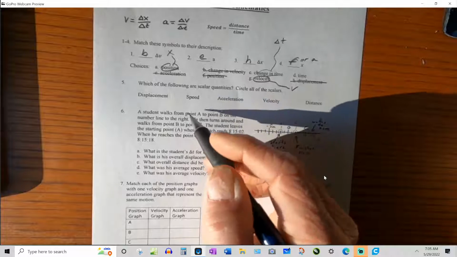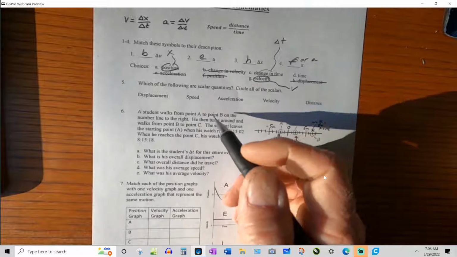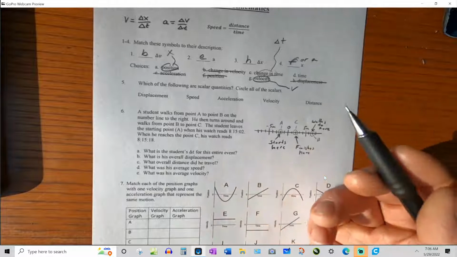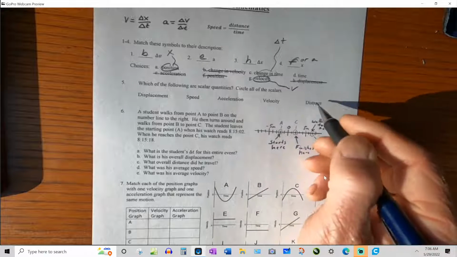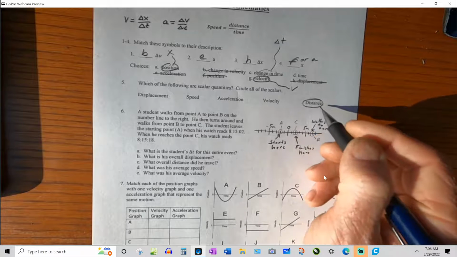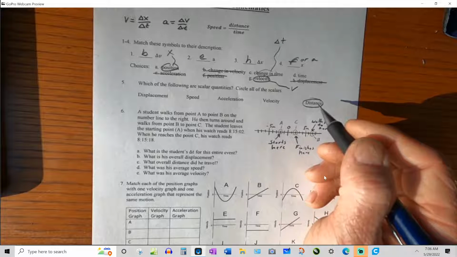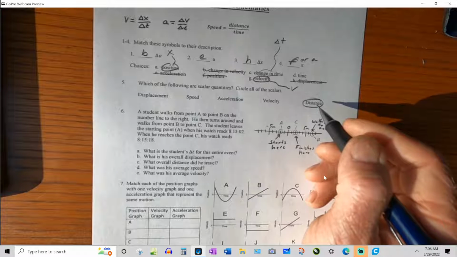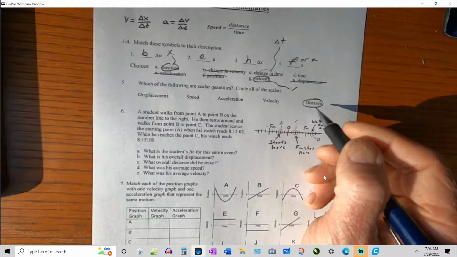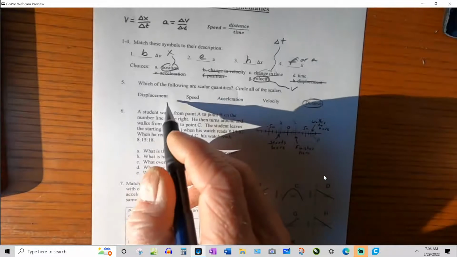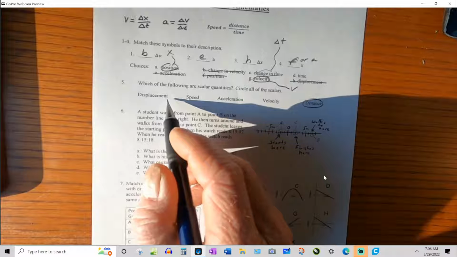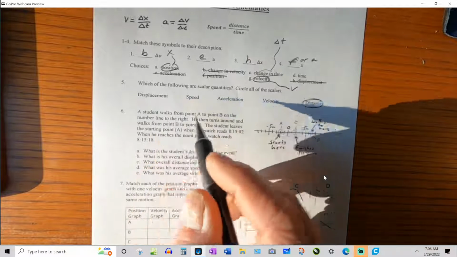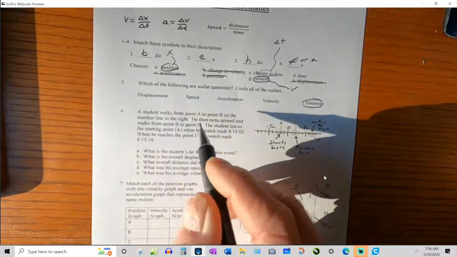Which of the following are scalars? Scalars are quantities that don't have direction to them. Vectors, those are the ones that do have direction. So distance doesn't have direction. If I say I hiked a distance of 3 meters or 3 kilometers, you wouldn't know which way I went. But if I said I had a displacement, you would want to know which direction. My displacement was 3 kilometers to the right or the left. So that's not a scalar, that's a vector.